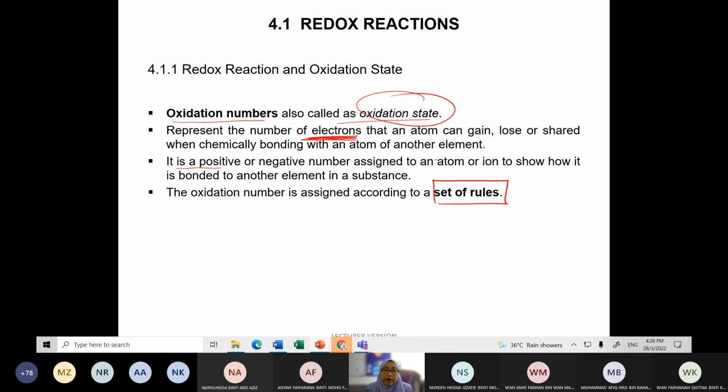Okay, so kita dah tahu dah rule tu. Cuba put in a proper list lah supaya kita boleh fokus. Okay, so some of it kita memang dah well known dah. Contohnya group 1, the oxidation state is positive 1. Group 2 positive 2. Like oxygen, the oxidation state is equal to negative 2. So some kita dah tahu, some ada yang tambahan.